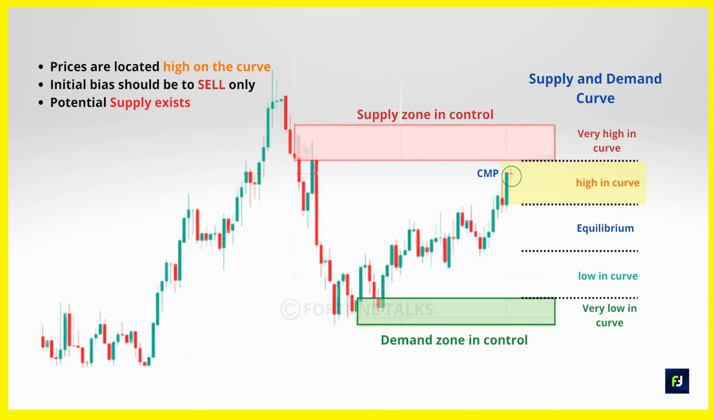higher. Take a look at another example when the price is located near the supply zone in control. Here we only think of selling as the price is high on the curve, given the fact that the supply is expected to be on the higher side and that the price has the potential to move lower.